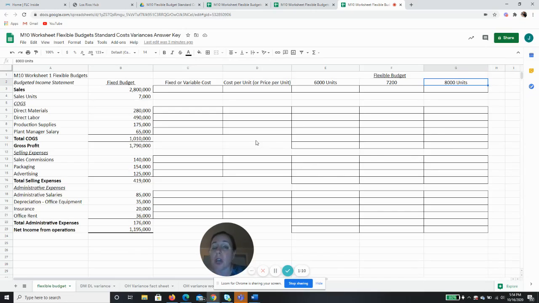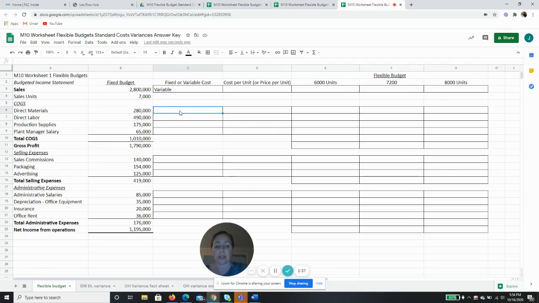All right, so the first step was to find our fixed budget, which we have. It's right here in column B. The next step is to determine if each of our costs are fixed or variable. So let's go through. We're going to start with sales. Sales isn't a cost, but it is variable. So we'll go ahead and put it here. I could say fixed or variable, cost or price, but that gets super wordy. So hopefully you'll cut me a little slack there.